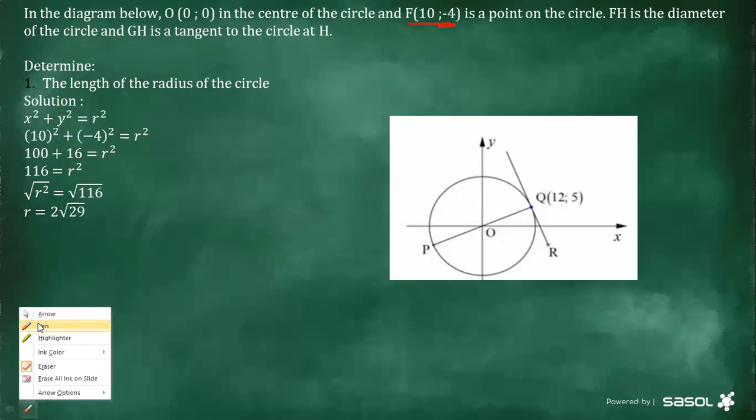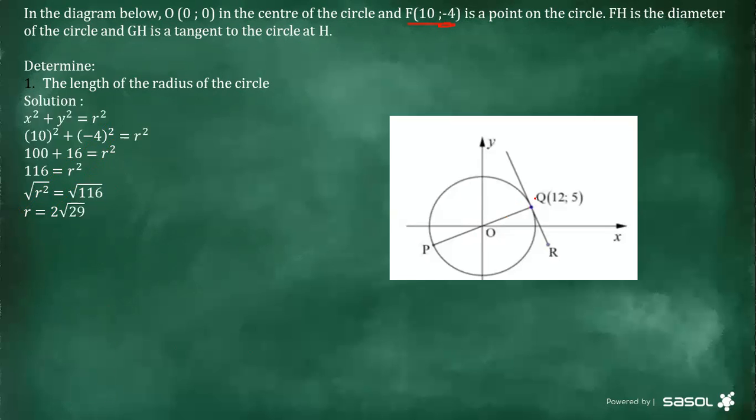Now this is how you should determine. I think this question was not supposed to be (12, 5), right? Yeah, that is the procedure to determine the radius, because we use this one from the scenario and they are saying the point F (10, -4) is the point on the circle. So hence we use 10 and -4, and then after reaching this stage, you just put square root both sides, and then the radius is 2 square root of 29.